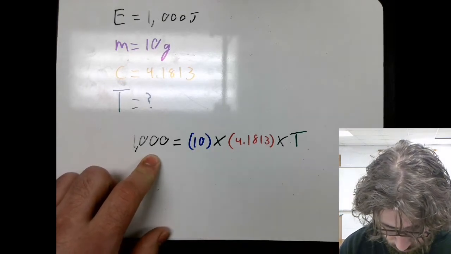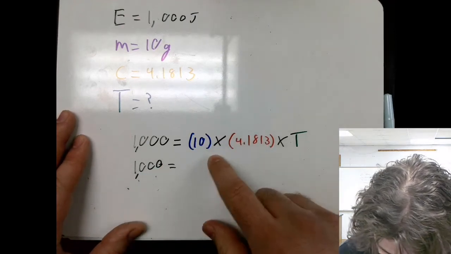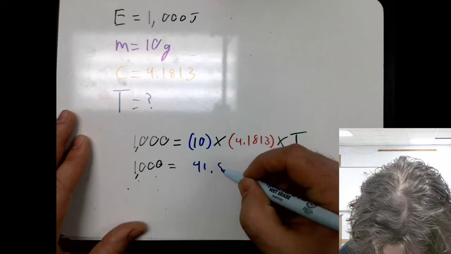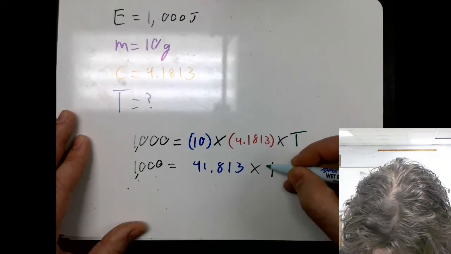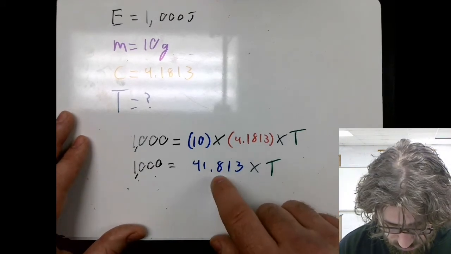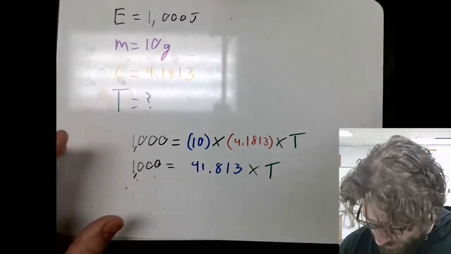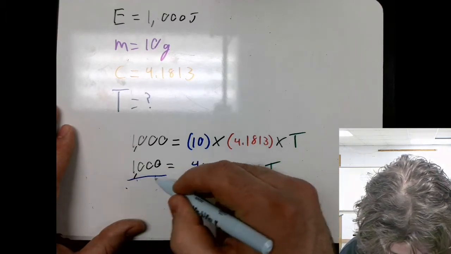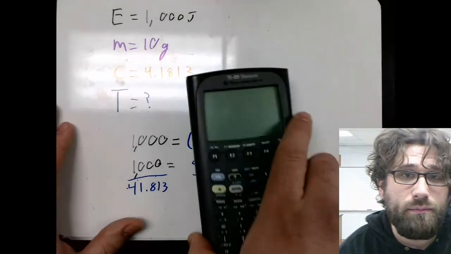Let's put these two numbers together. So we're going to have 1,000 equals 10 times 4.1813. That's going to be 41.813, so it can be times T. So how do I solve this then? Well, to figure out the change in temperature, now I just need to get this number on this side. So I'm going to do that by dividing both sides by 41.813. And that will give me my temperature.